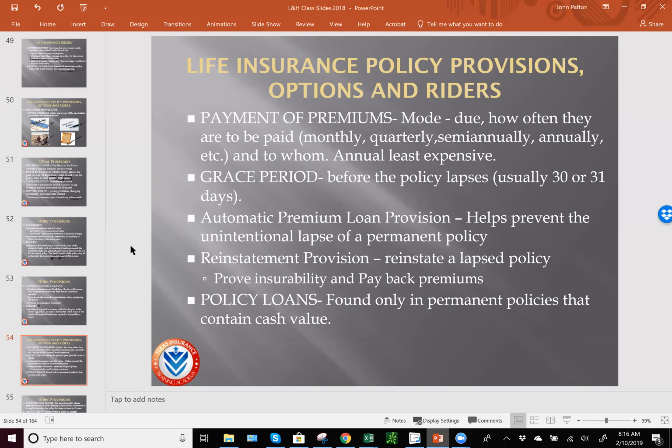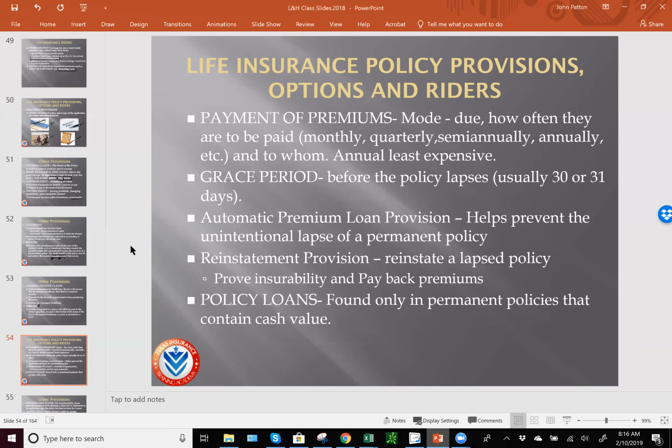You're actually paying more for that than you do semi-annual or annual. But most people choose monthly. But monthly, you're actually paying more for that than you do any of the others. So you will have test questions related to the mode and what happens to the premium. And so you do need to know that annual is the least expensive mode.